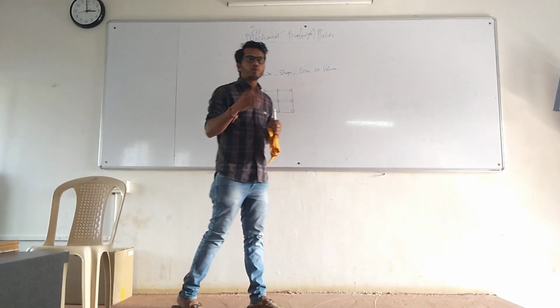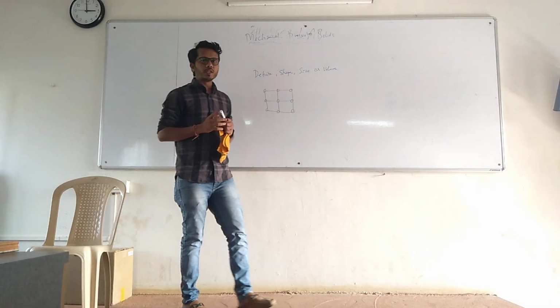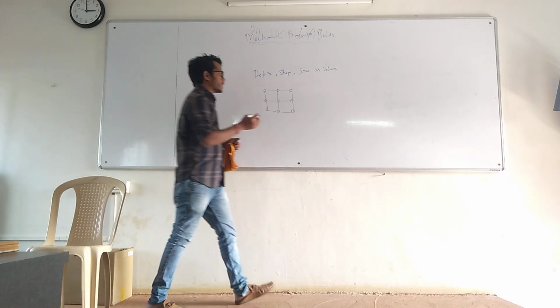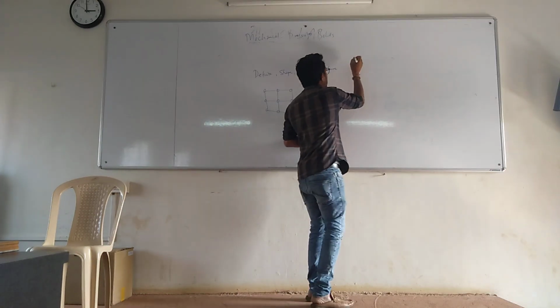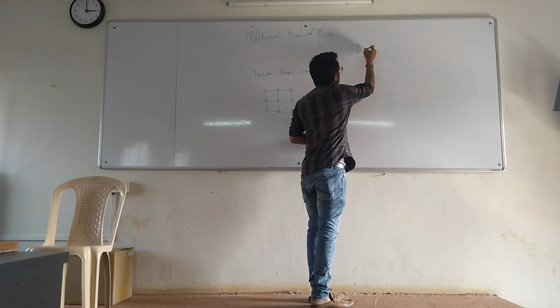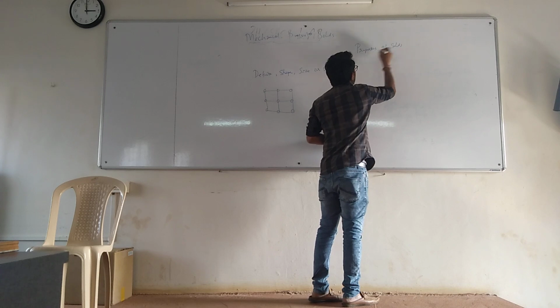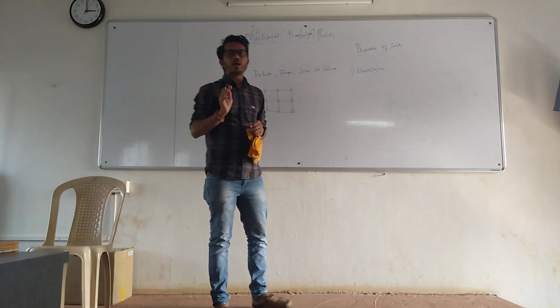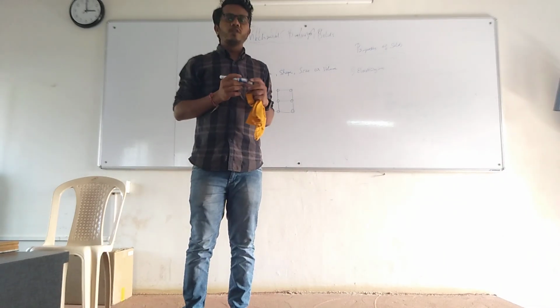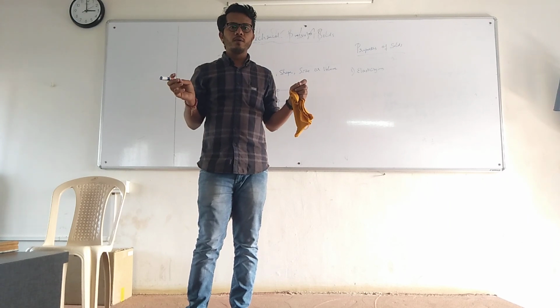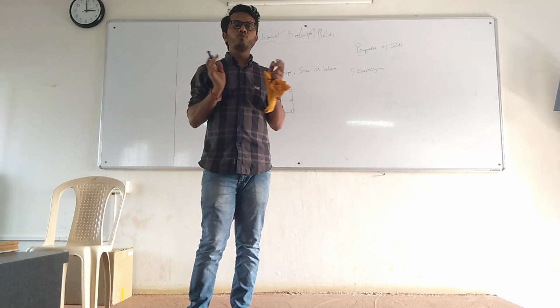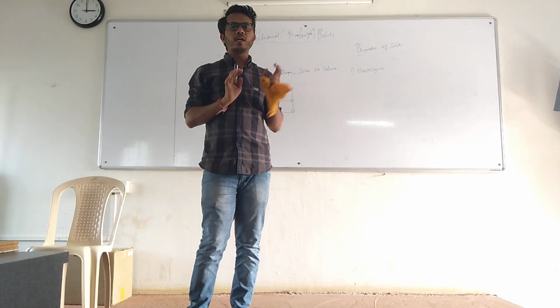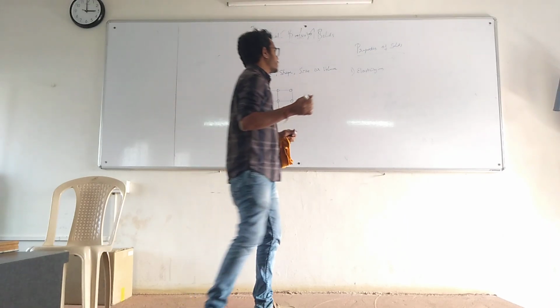A solid object possesses a large number of properties, like elastic nature. The first thing is the properties of solids. In the properties of solids, the first property is elasticity. Elasticity means whenever force is applied on the material, there is a change in length. Once we remove that load, it will regain its original shape.